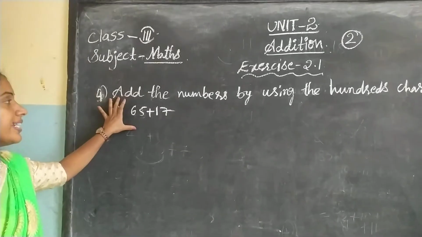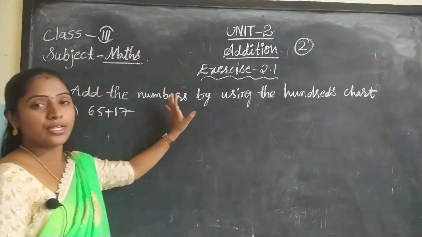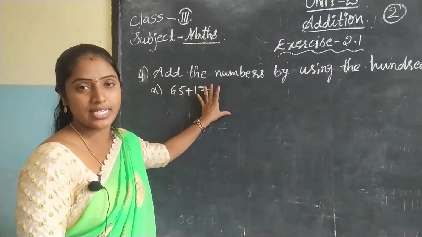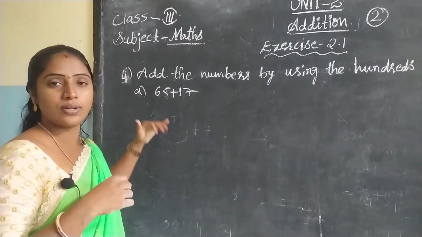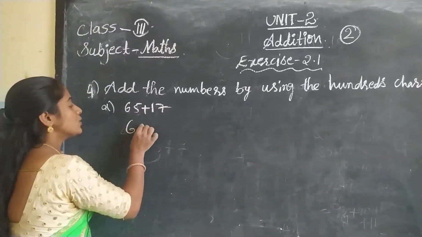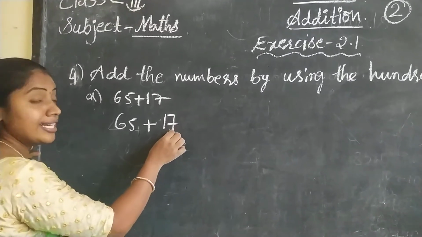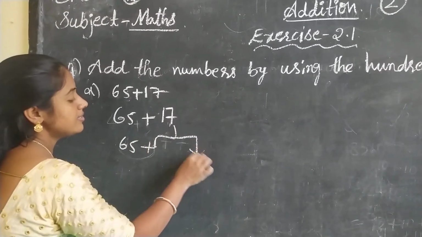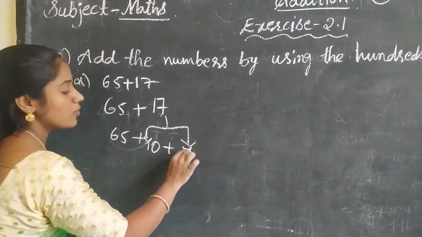Next is the fourth bit. Add the numbers by using the hundreds chart. Okay, using here the hundreds chart. So what is the question here? 65 plus 17. Okay, same like the third bit, how we are using, like this only you have to break here the number. Okay, as it is 65 you should write, plus 17 you have to break this number in tens way. Okay, 65 plus 17 means how to break the number here? 10 plus 7.